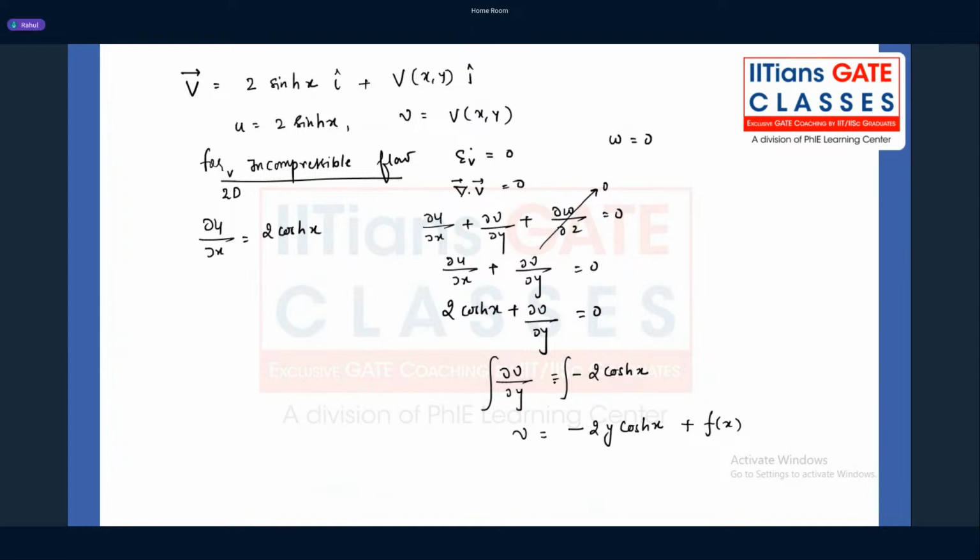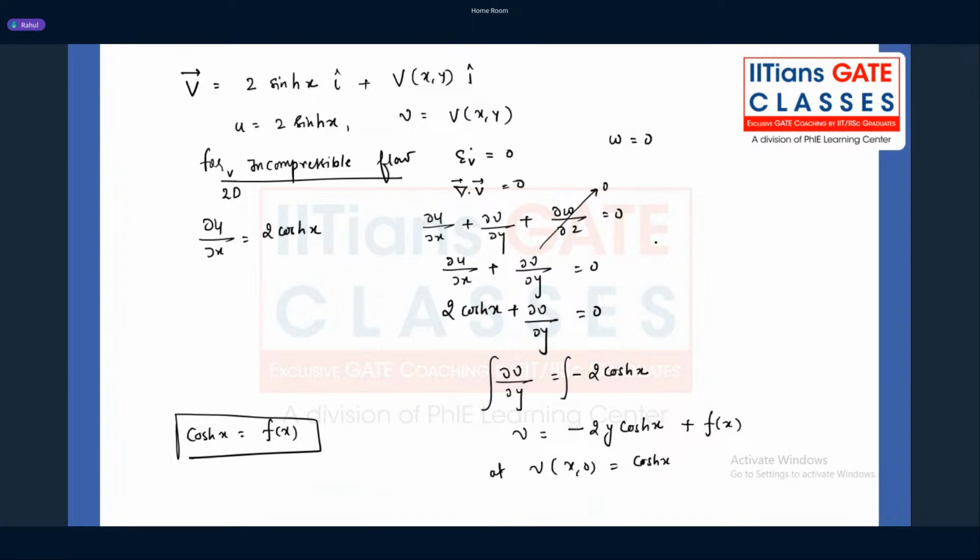They have given the boundary condition. What is the boundary condition? At v(x, 0), the value is what? cosh x. So put that value. When y is equal to 0, v is what? cosh x. So that is the value of f(x).